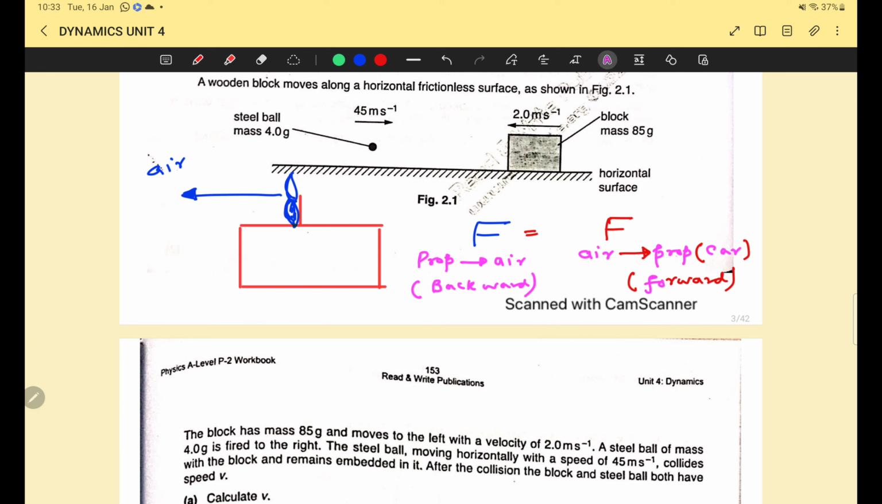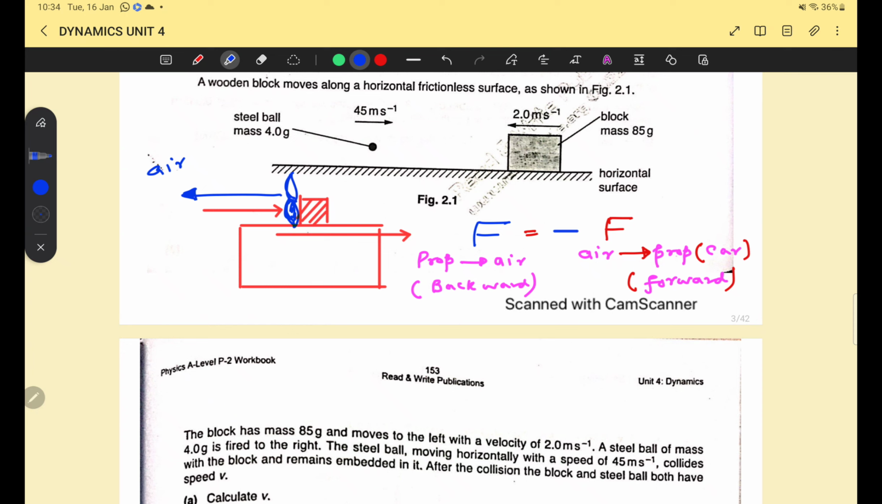So two forces: backward force on air, and the air is exerting a force on the propeller, and the propeller is fit on the toy car. So the force of air is acting on the car in the forward direction. So it is an action-reaction force, and it is in the opposite direction. So I am writing minus.